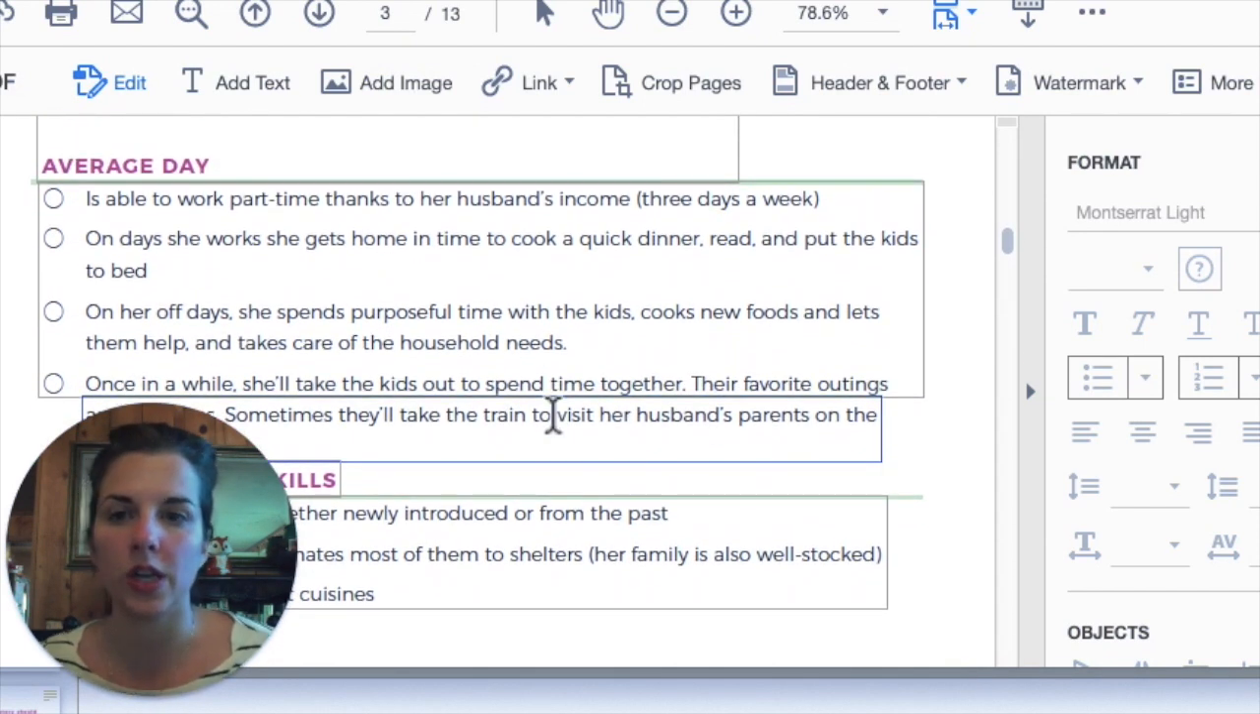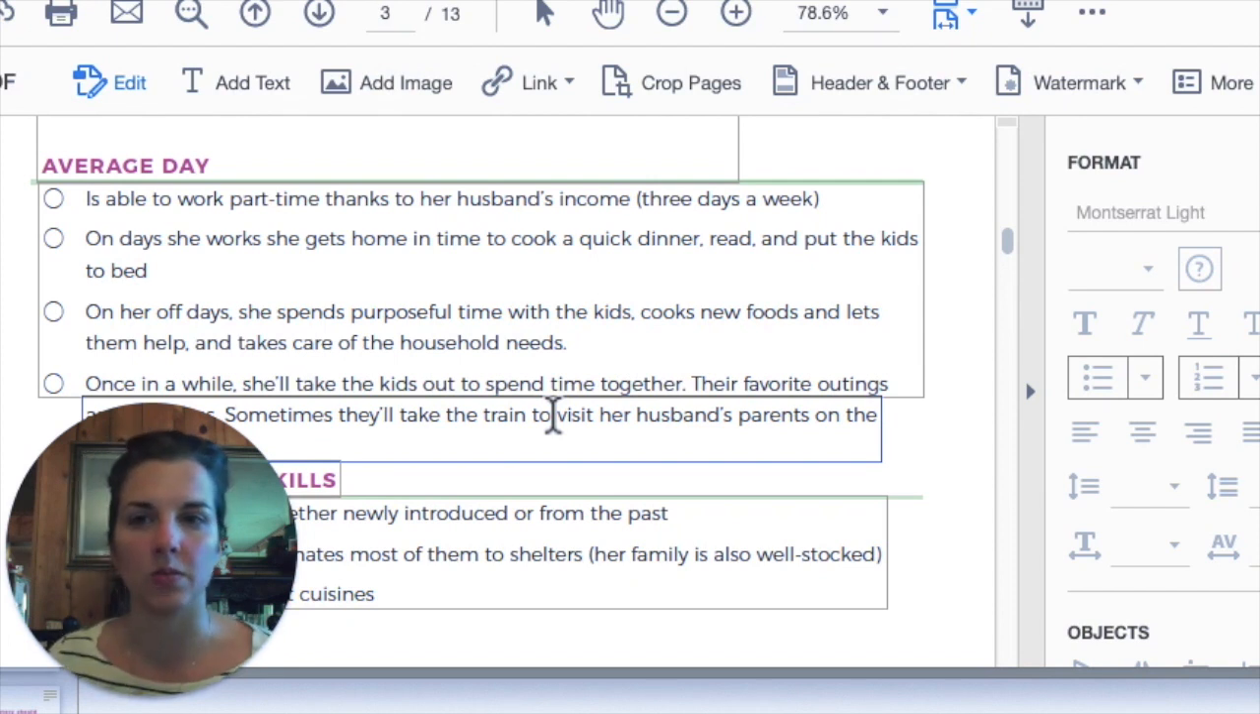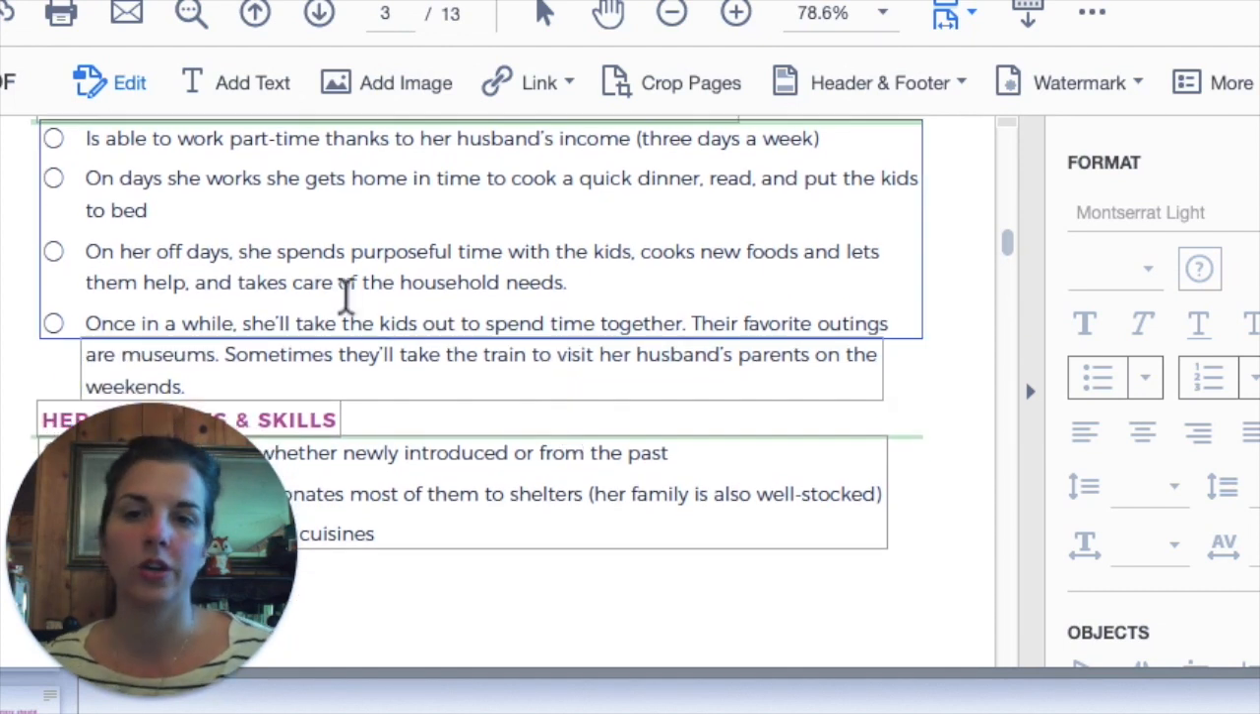On her average day, she's able to work part-time thanks to her husband's income, 3 days a week. On the days she is working, she gets home in time to cook a quick dinner and read and put the kids to bed. So that really is not her ideal lifestyle. She doesn't so much care about the money, she cares about the time. So instead of working 5 days a week, she works 3 days a week and makes sure on her off days she spends purposeful time with her kids.